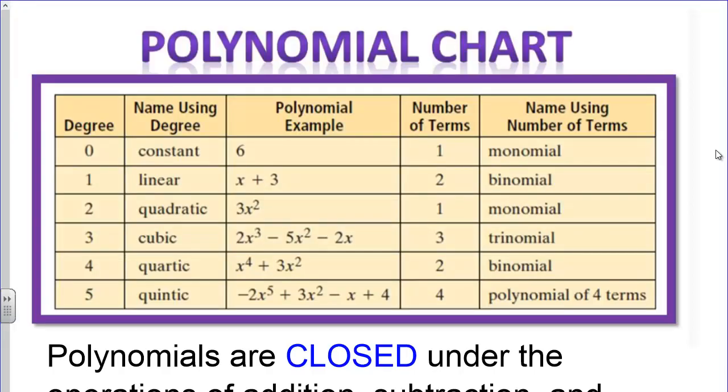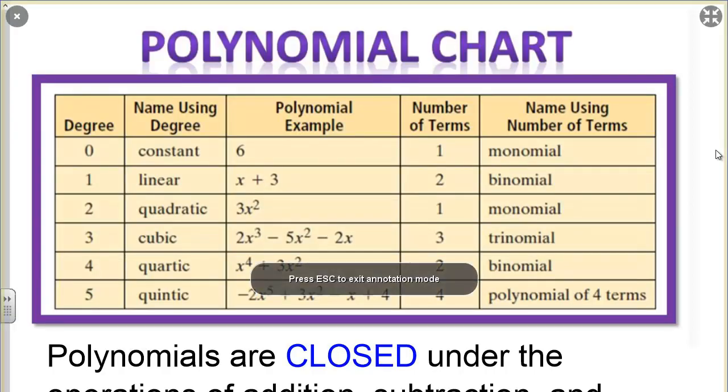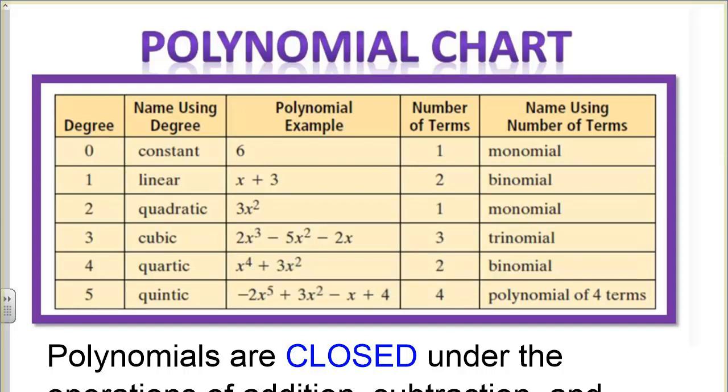Okay, this polynomial chart does a couple of things. It classifies our polynomials 2 ways. First way is by the degree, and the second way is by the number of terms. Let's try that again, by the number of terms. Now the degree is just the exponent itself. That's the numbers. The words next to it is what we refer to it.